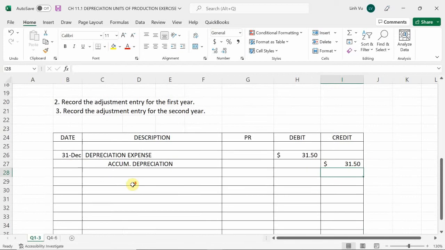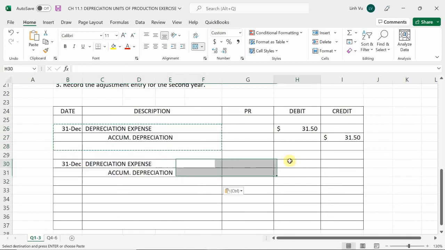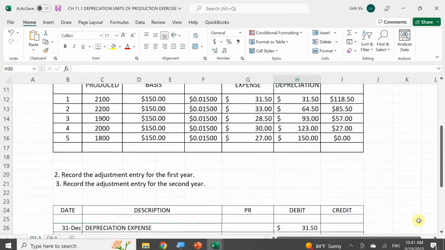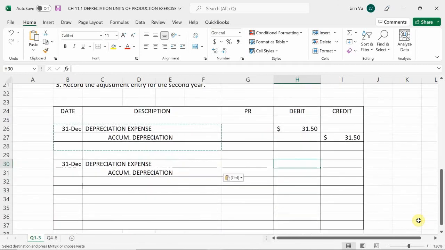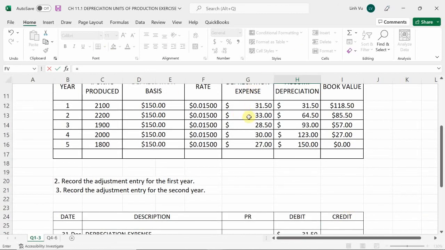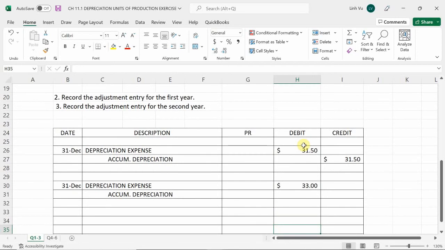It would be depreciation expense also. For the second year, it would be $33. Okay. For the depreciation expense. What about the accumulated depreciation? It would be the $64, a credit.